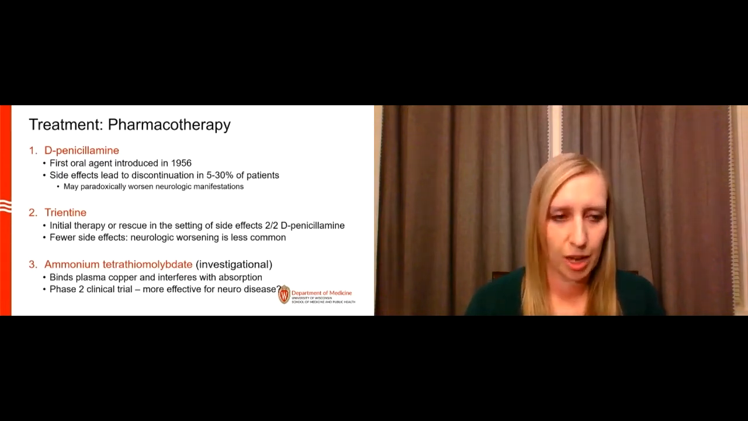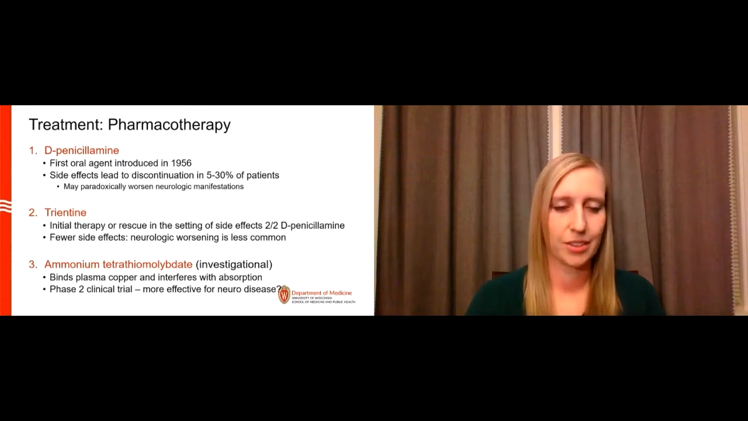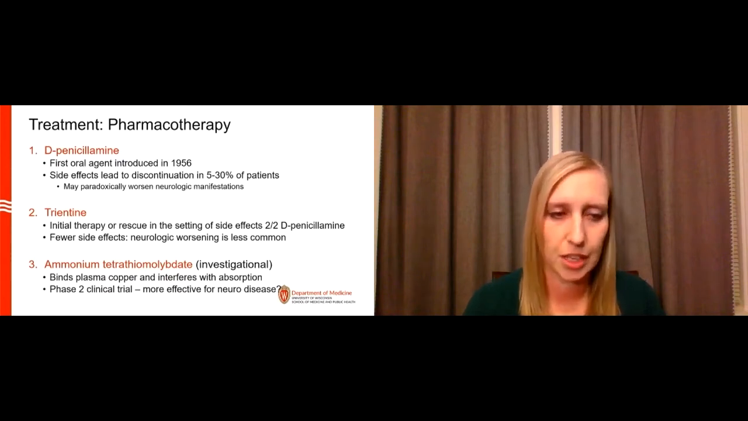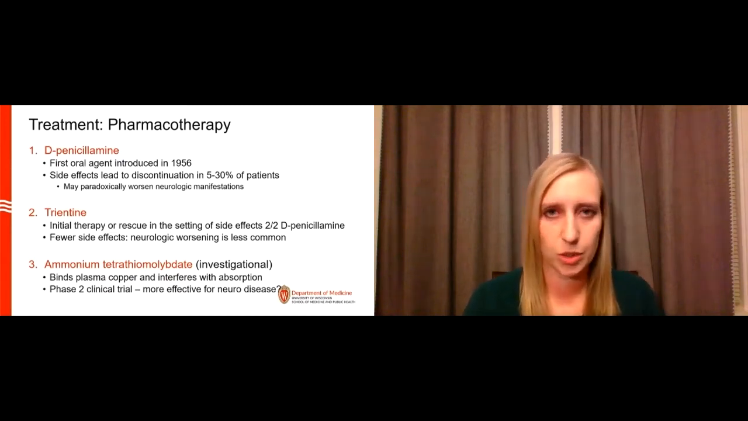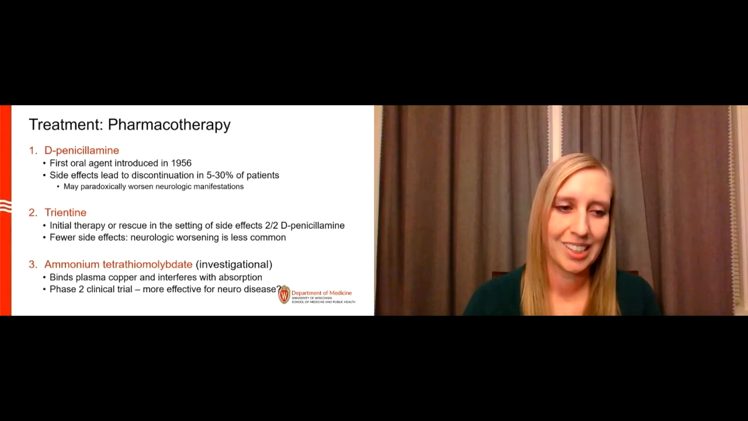And I mentioned here at the bottom too, ammonium tetrathiomolybdate. This is also technically a chelator. It's been looked into in multiple clinical trials. It's thought to potentially be more effective for neurologic disease, but at this point, it's still not really available commercially, still largely investigational. Next slide, please.